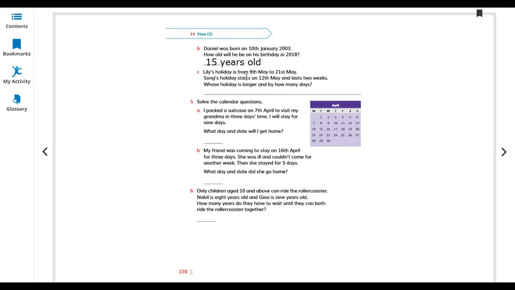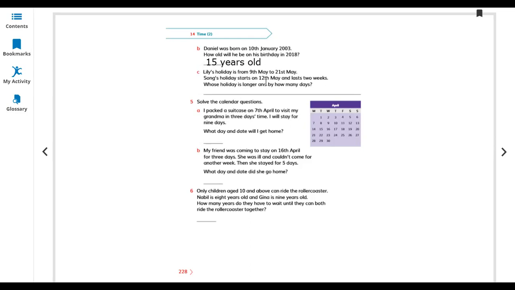Lily's holidays are from 9th May to 21st May. Song's holiday starts on 12th May and lasts 2 weeks. Whose holiday is longer and by how many days? From 9th until 21st, it's 11 days. And the other starts from 12 May and lasts for 2 weeks.